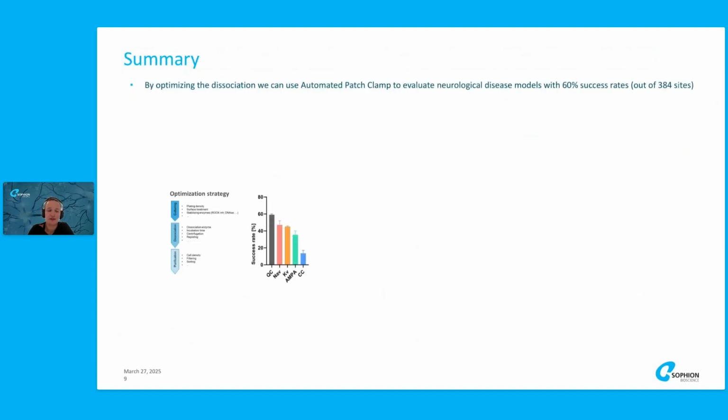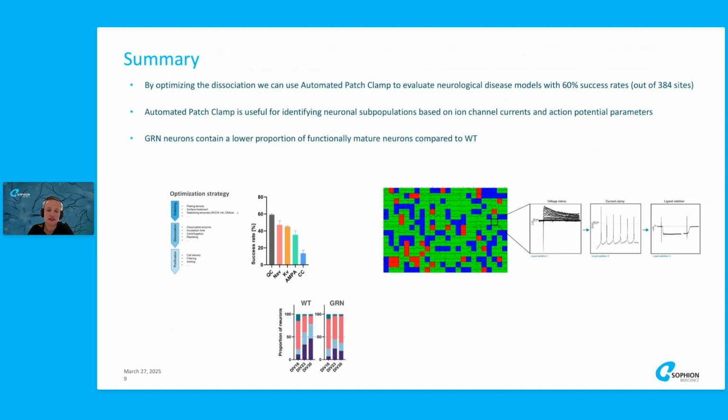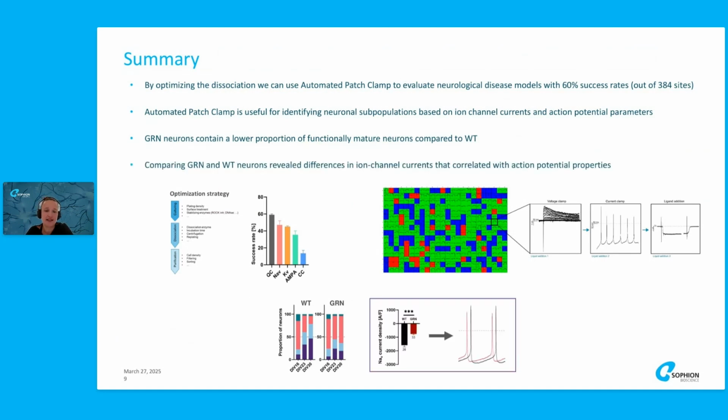So to summarize the project, by optimizing the dissociation, we can use automated patch clamp to evaluate neurological disease models. We find that the technology is useful for identifying neuronal subpopulations based on ion channel currents and action potential parameters. And using this strategy, we observe that the disease model we are working with contains a lower proportion of functionally mature neurons as compared to the wild type. And we can reveal or quantify differences in ion channel currents that correlated with action potential properties.